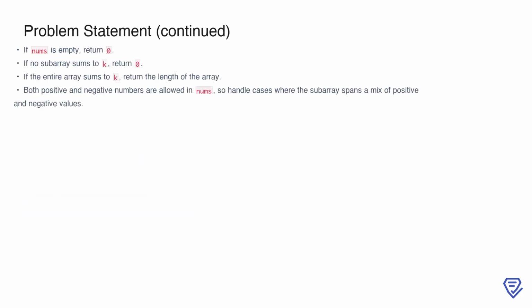It's important to consider a few edge cases while solving this problem. If the array nums is empty, the output should be 0, as there is no subarray to consider. Similarly, if no subarray in nums sums to k, the result should also be 0. On the other hand, if the entire array adds up to k, we simply return the length of the array. Additionally, since nums can contain both positive and negative numbers, the solution must handle cases where the subarray includes a mix of these values. This flexibility in the input makes it crucial to account for all possible scenarios to ensure the solution works for all edge cases.